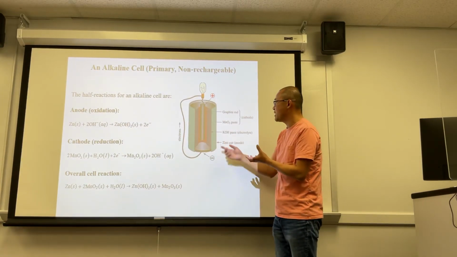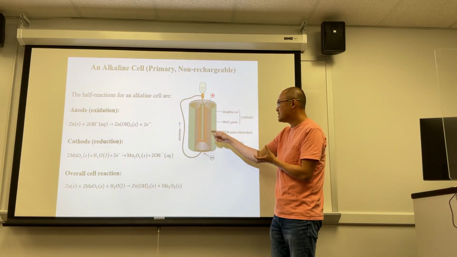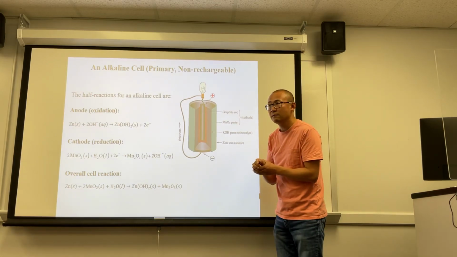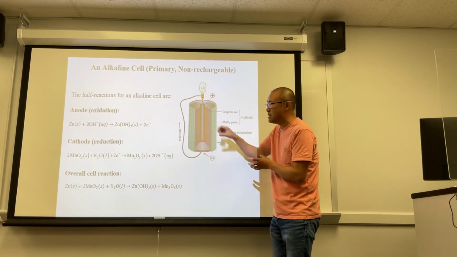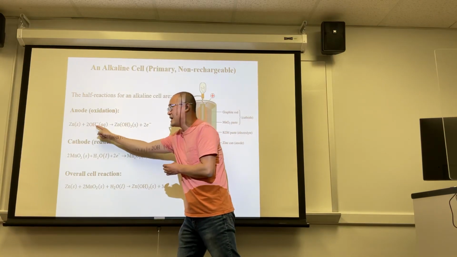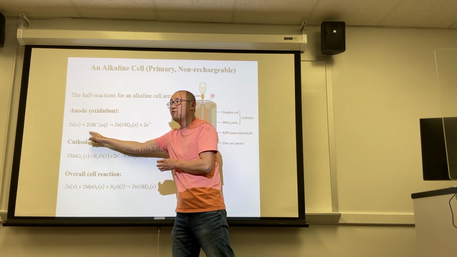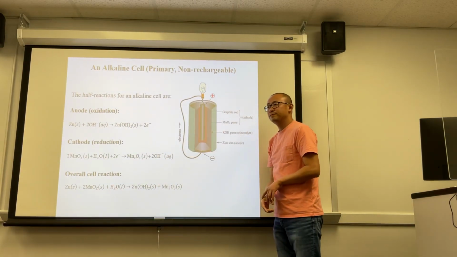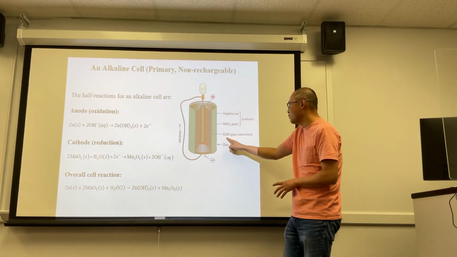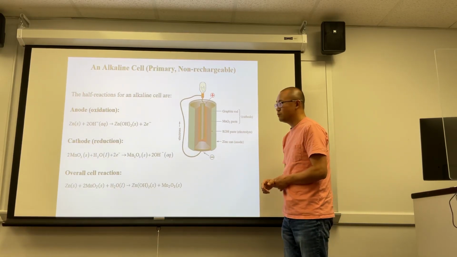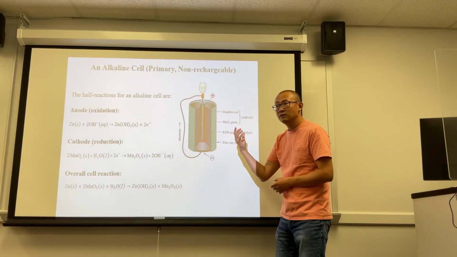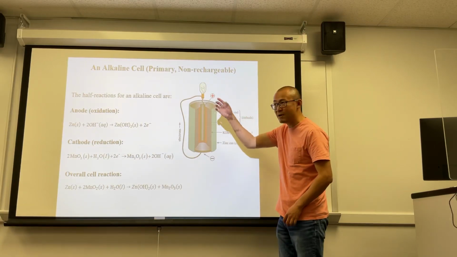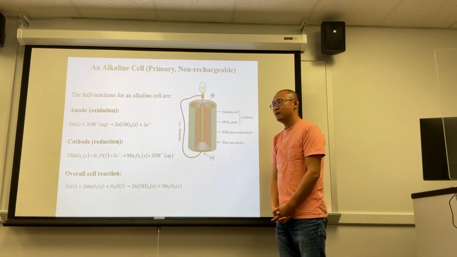Why is there zinc hydroxide? Because inside the cell, there is a paste of potassium hydroxide. A lot of OH minus is inside the battery. So when zinc loses electrons, zinc will combine with the hydroxide right away to become zinc hydroxide. And because of the paste of potassium hydroxide, we know potassium hydroxide is a base. The battery is called an alkaline battery. The name alkaline means basic.